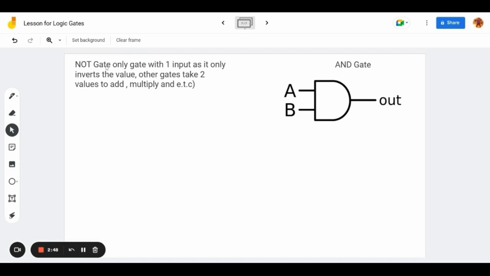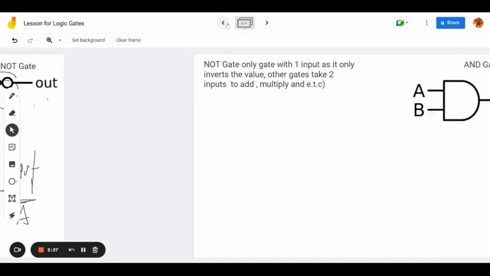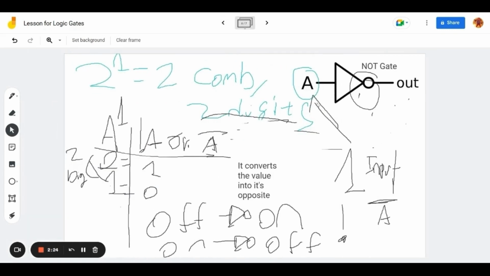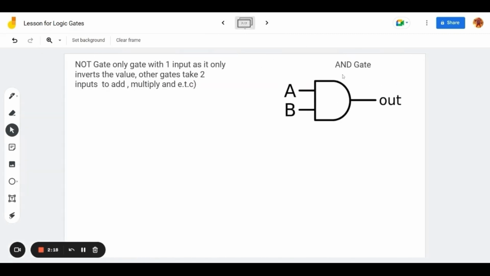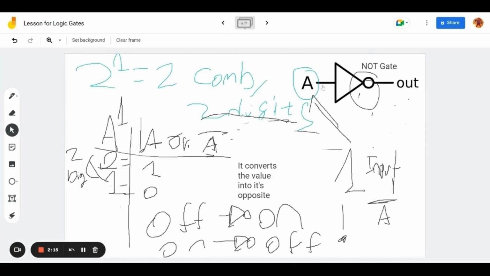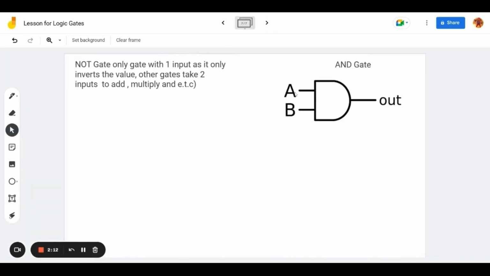As you read here, the NOT gate is the only gate with 1 input, as it only inverts the value. All other types of gates have at least 2 inputs, because you need 2 inputs to add, multiply, subtract, and so on. So for all other gates other than the NOT gate, they all have 2 or more inputs.